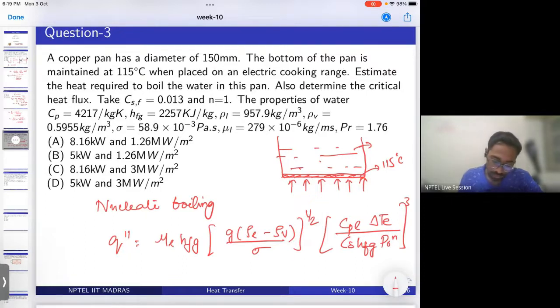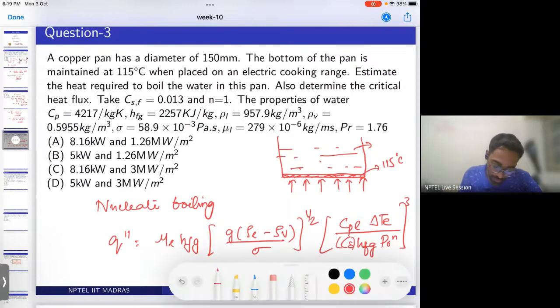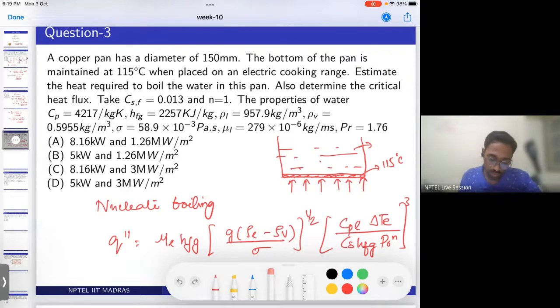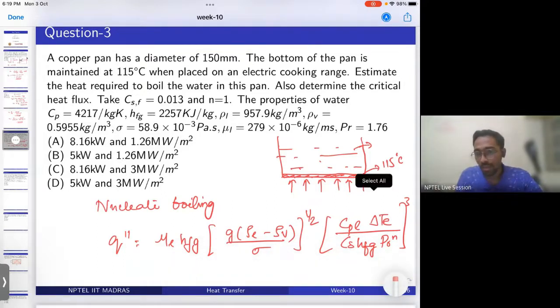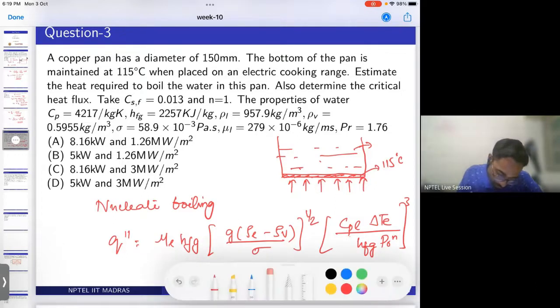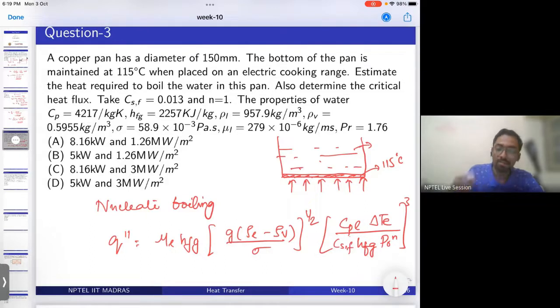Then this is Csf. Csf is a constant that depends on the surface and solid water interface, so that is usually determined experimentally. And hfg is the latent heat of vaporization. Then Prandtl number of the liquid, and n. Csf and n are both determined experimentally. Okay.